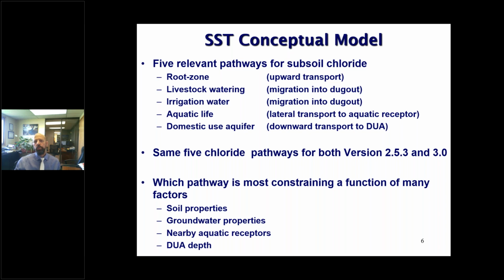And then what the tool does is it lets you switch from EC and SAR on a Tier 1 basis to chloride and sodium and SAR on a Tier 2 basis in subsoil below the root zone.